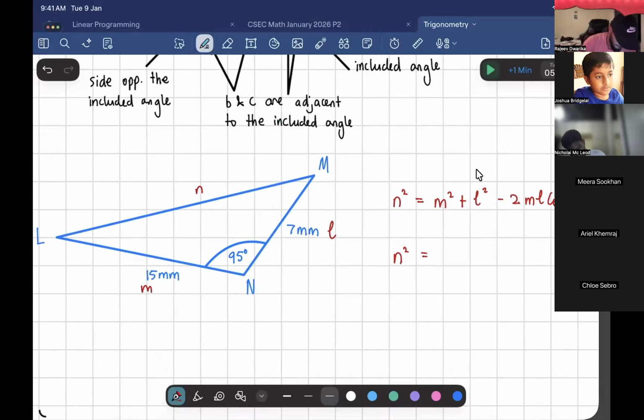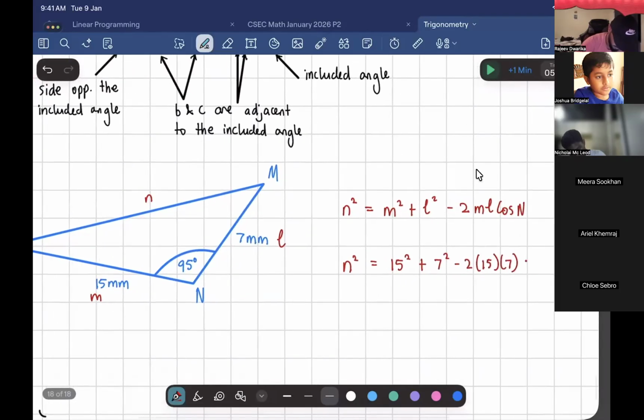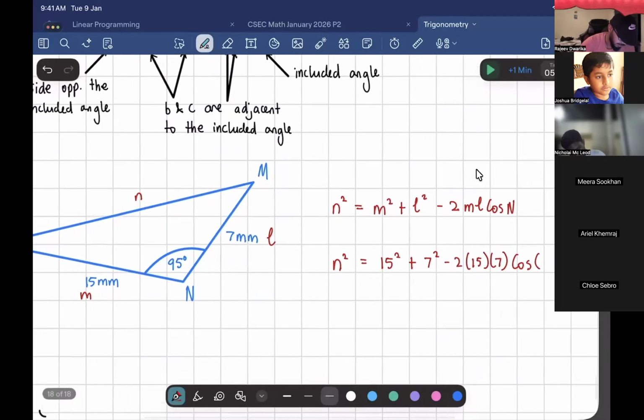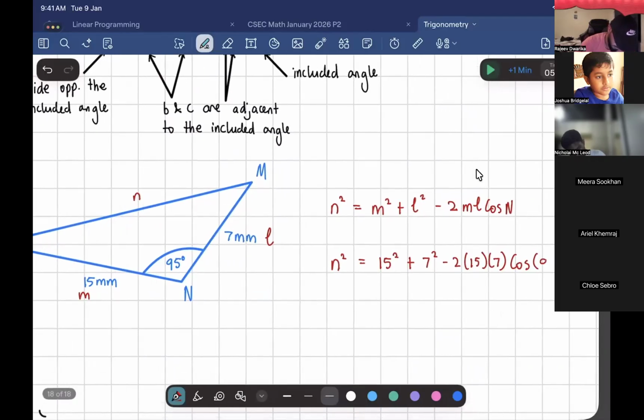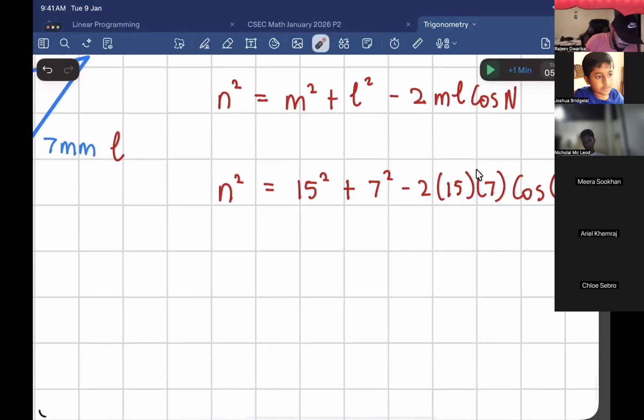What is M? 15. What is L? 7. And the angle? 95 degrees. Now I have a question for you all. If I wrote 7 squared plus 15 squared minus 2 by 7 by 15, would it be any different, or would it be the same?